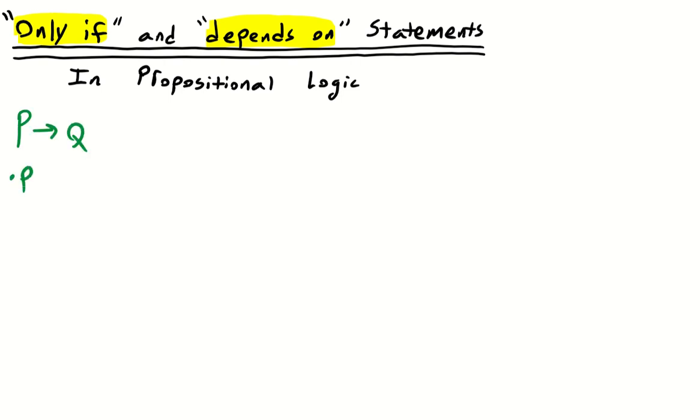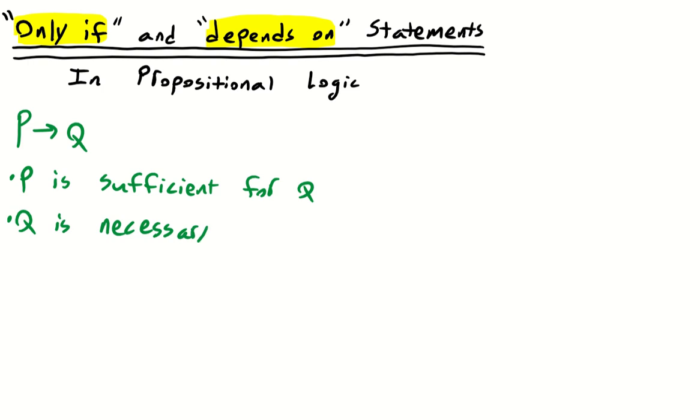In any good conditional, such as if P then Q, P, which is the antecedent, is sufficient for Q, the consequent, but Q, the consequent, is necessary for P, the antecedent. And so we have a good way to translate an only if statement.